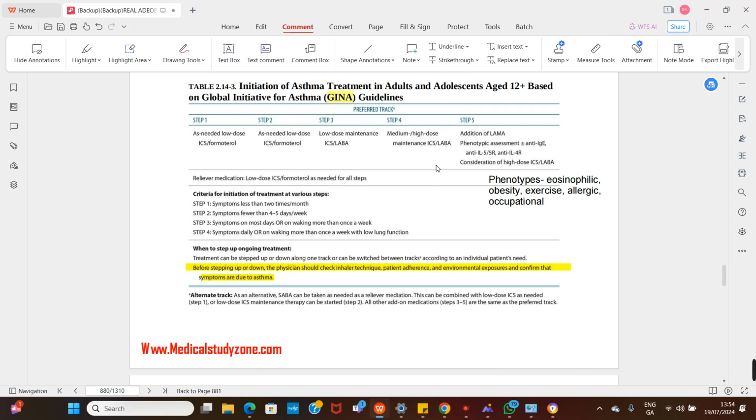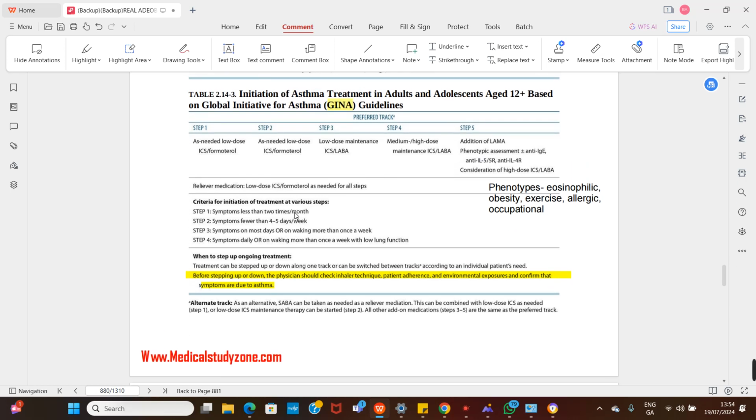But if it's step five, you need to add your LAMA to it, because the symptoms are getting very, very worse now. Or you can also give some other agent depending on the phenotype of that person. If the person is having eosinophilic asthma, the level of IgE is going to be very high, so add your anti-IgE to them, which is your omalizumab. That's the way it works. Or you can just transition them to the high dose ICS LABA for your step five. So don't forget about that.